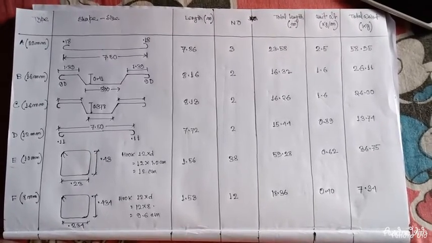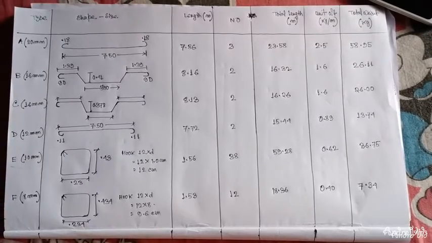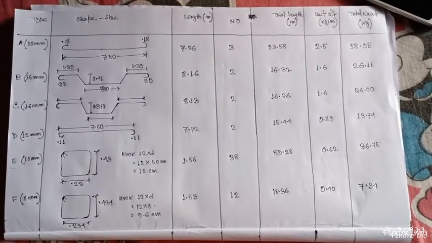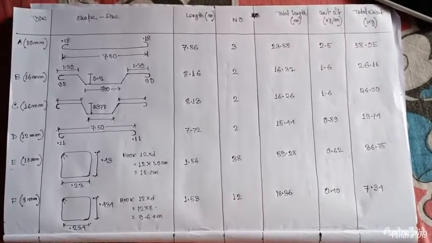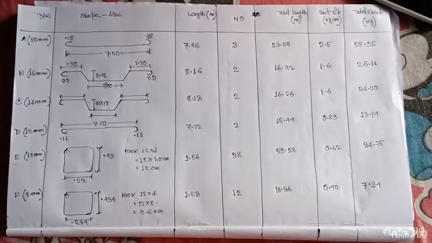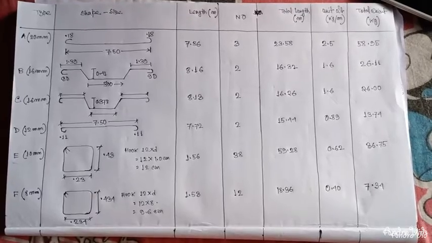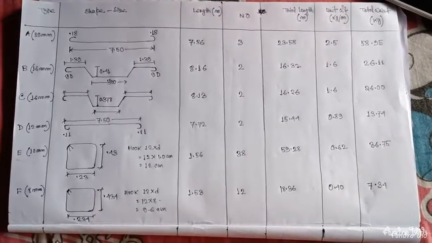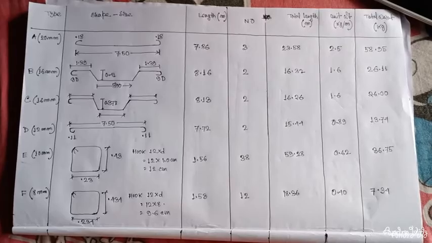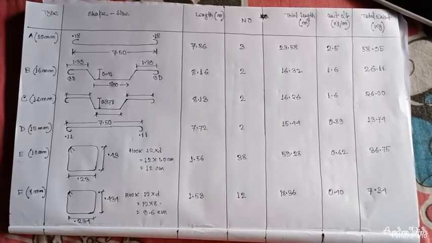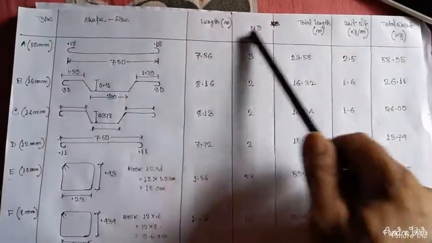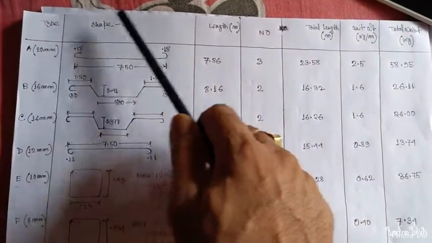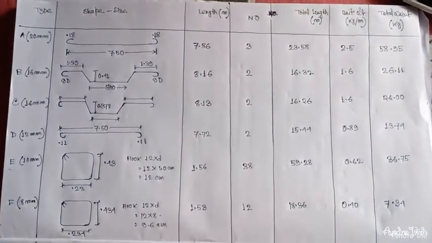In this schedule we have to provide the type of bar, the shape of bar, size of bar, and exact length of the bar. Also how many numbers of bar we have to use, that we have to provide. What is the unit weight of the bar we have to provide, and finally the total weight of that particular type of bar we have to calculate. So all these particulars we have to insert.